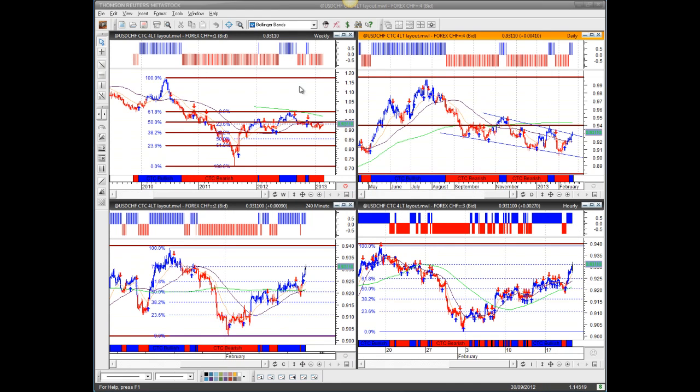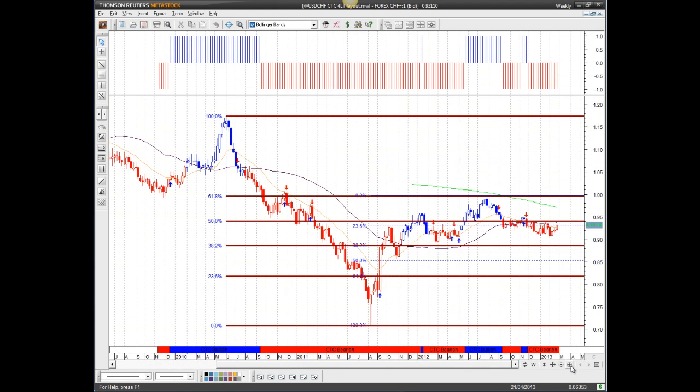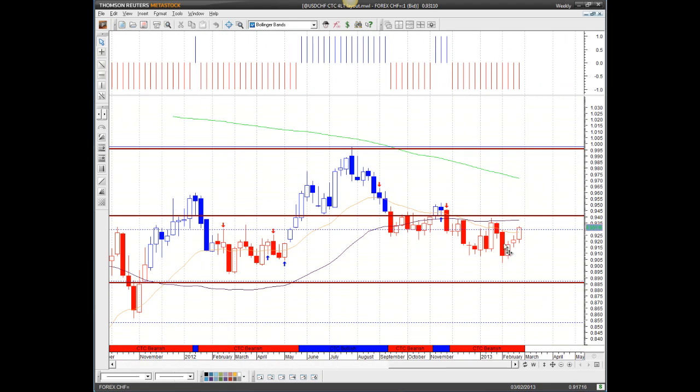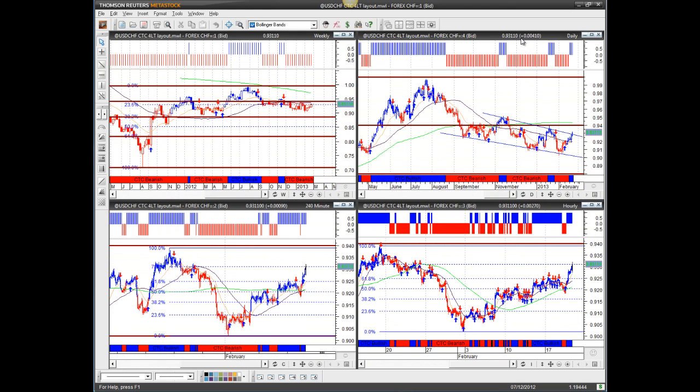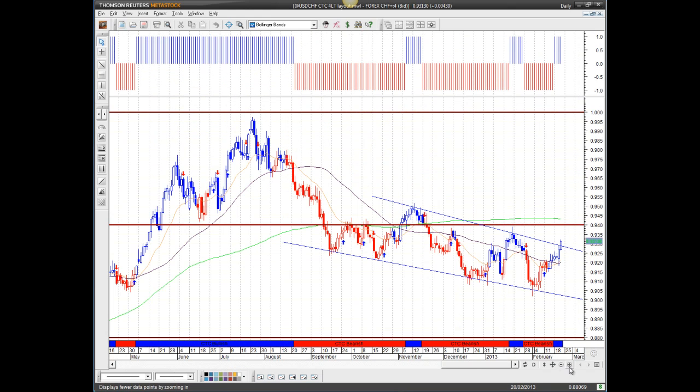On to US dollar Swiss franc. Let's have a look at this particular pair. Weekly, price pulling back, moving higher, consolidation 2 weeks ago, and price moving up towards this consolidation area here. There's a bit of consolidation between these two bandwidths, but ultimately back up towards that 0.9400 would be our ultimate target. On the daily, you can quite clearly see that move.